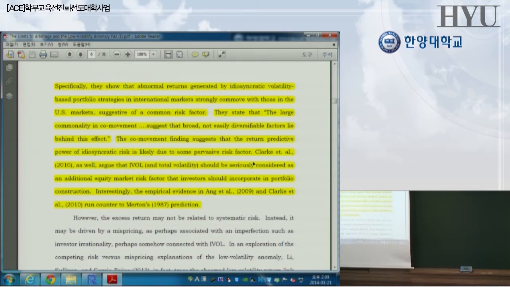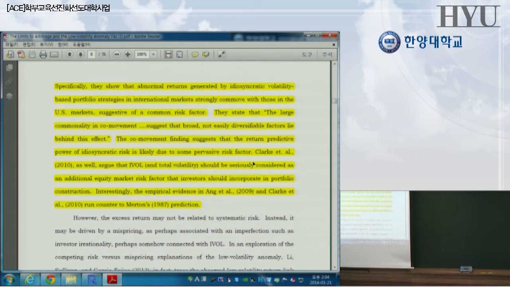They state that the large commonality in return movement suggests that broad, not easily diversifiable factors lie behind this effect. The co-movement finding suggests that the return predictive power of idiosyncratic risk is likely due to some pervasive risk factor which we don't know yet. Ang et al. as well argue that idiosyncratic volatility should be seriously considered as an additional equity market risk factor that investors should incorporate in portfolio construction.